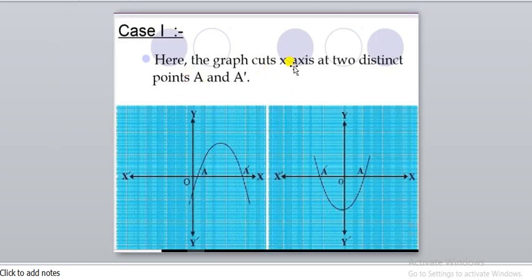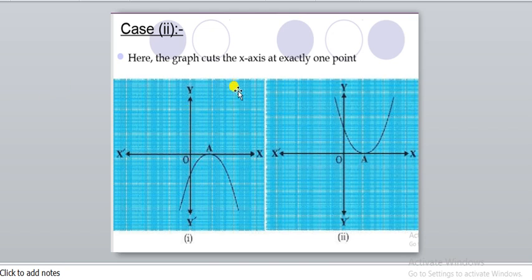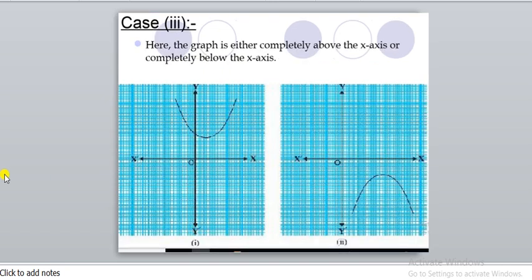Here the graph cuts the x-axis at two distinct points. You can see we are talking about the quadratic polynomial now. So it is intersecting the x-axis at 2 points. Here also you can see two conditions. It is the first case. Now the second case: the graph intersects the x-axis at exactly 1 point, meaning touching the x-axis at only 1 point. Now the third case: you see here the graph is either completely above the x-axis or completely below the x-axis, so it is not intersecting the x-axis at any point.